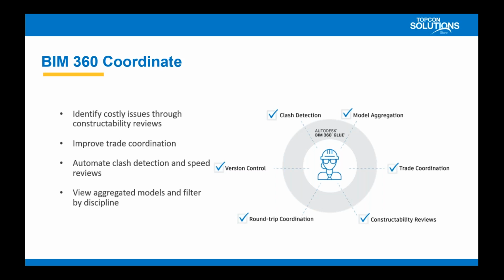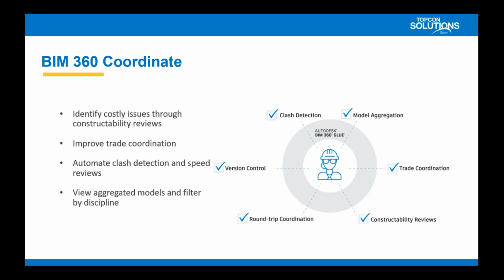This is where your clash detection is going to take place, the model aggregation, trade coordination. Essentially, what Coordinate is going to do is take all of those models from Docs as they're updated, either in that project file or in our plan files, and we can have it automatically clash detect those models.